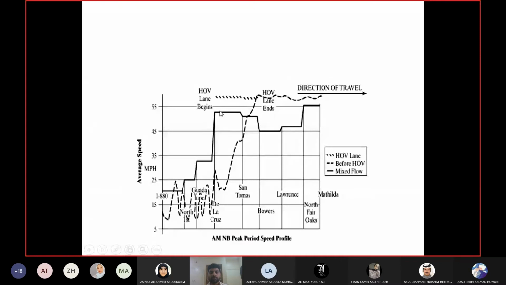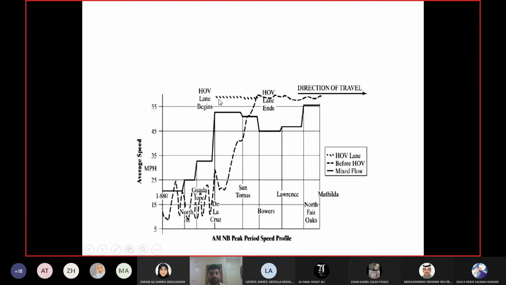Okay, so the bold line is for the lane flow, so all vehicles are there. And this dotted line, the continuous dotted line, is for the lane, the HOV lane, before we made it the HOV lane. Before you made any HOV lane on the road, this was the speed graph. And the HOV lane starts at this point and ends at this point.